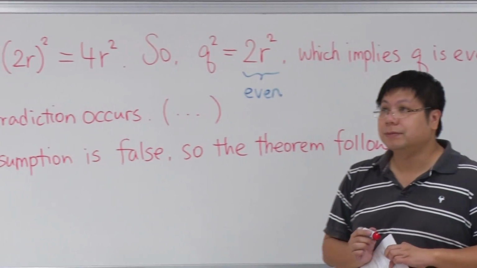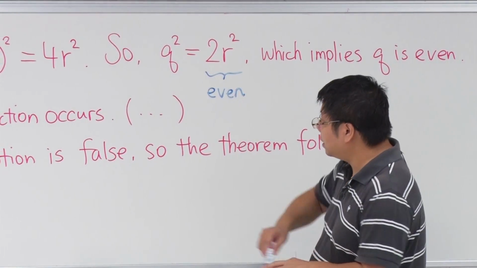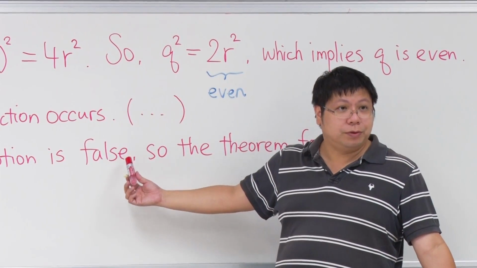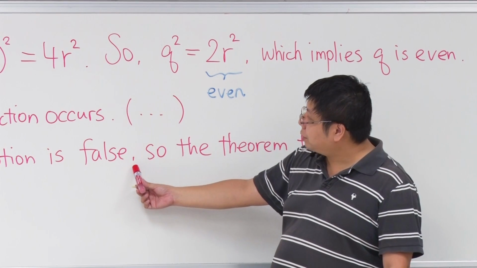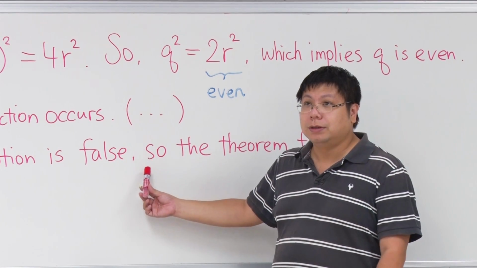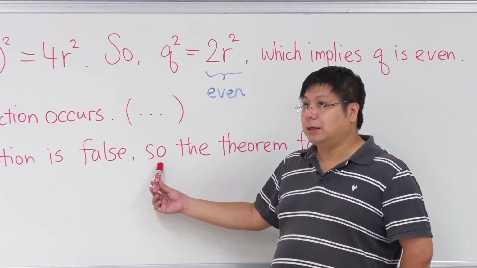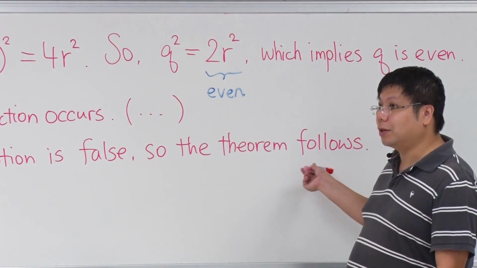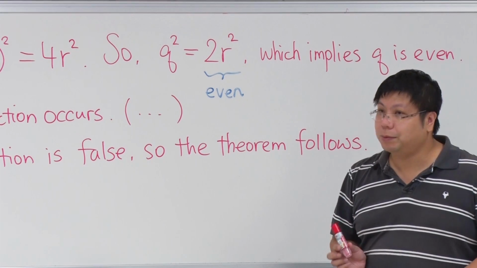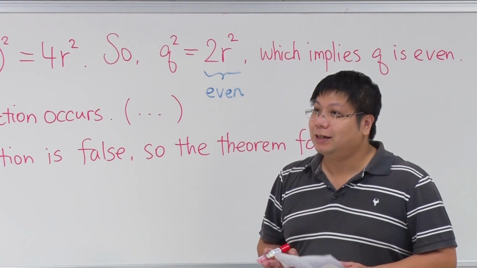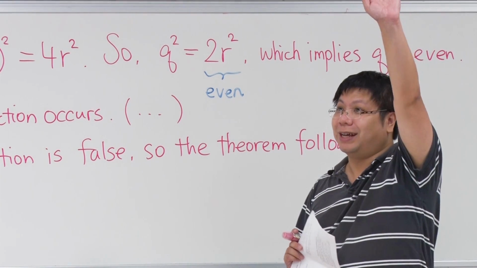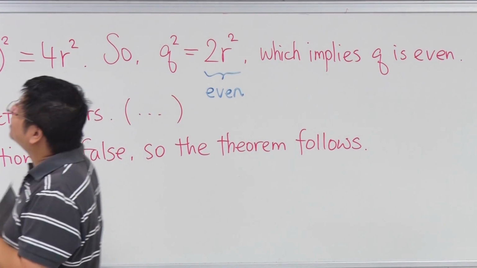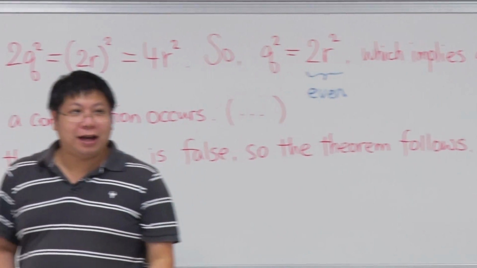Okay, is that okay? So at this moment, we have a contradiction. So we finish the contradiction proof. We conclude that the original assumption that we made is wrong. So the opposite of this assumption must be correct. So the theorem will be correct. Is that okay? If you're okay with this proof, could you please raise your hand? Okay, good. Good.